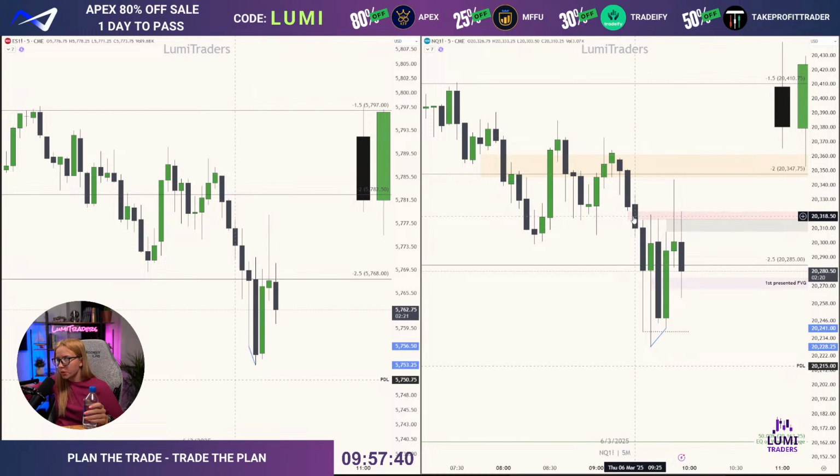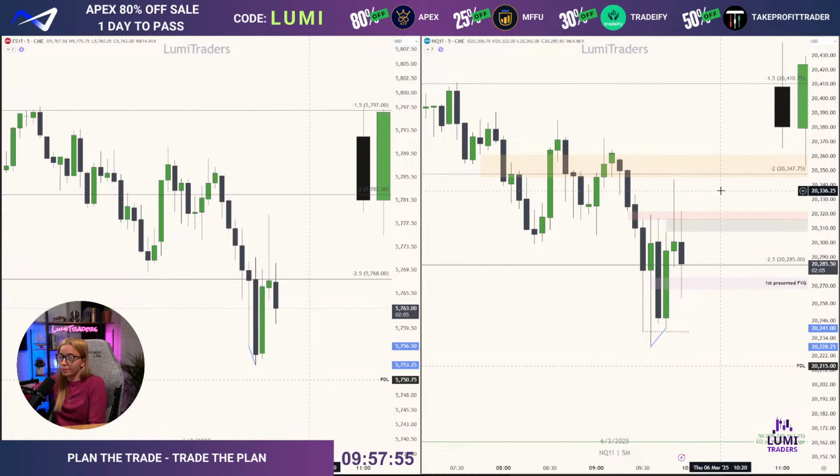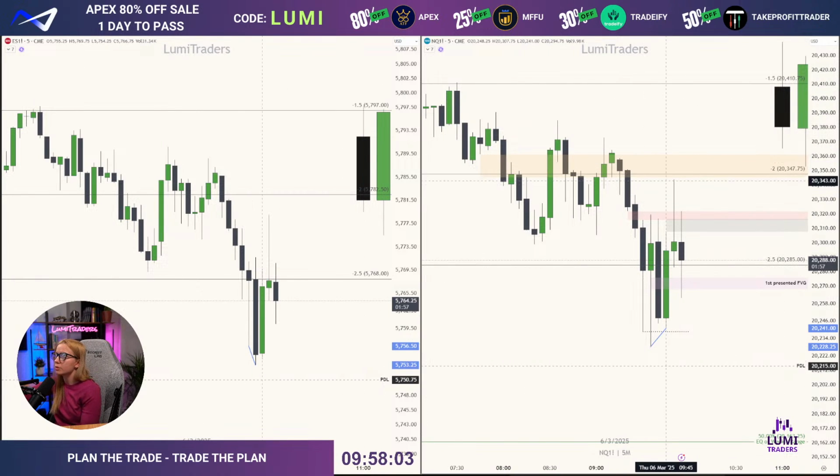So I highlighted this fair value gap because we cannot close above this fair value gap. It's not inversion. We're still trying to respect 5-minute fair value gap. Since 1-minute chart is pretty choppy right now, it makes sense to look at something on medium time frame, or at least 5-minute chart. Because so far on 15-minute chart, we did trace to 15-minute fair value gap on both ES and Q. That's pretty much it.